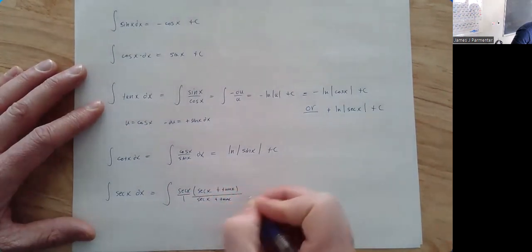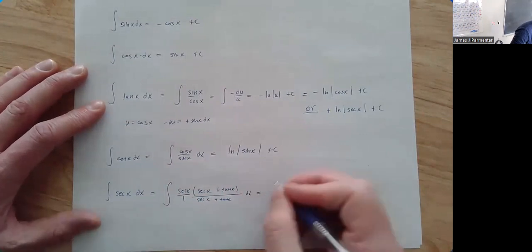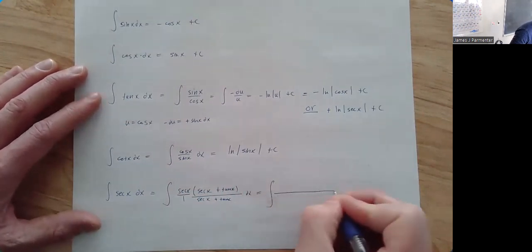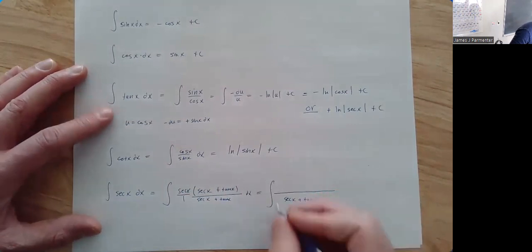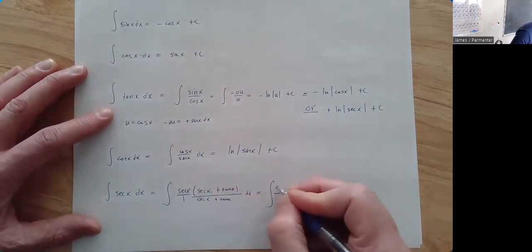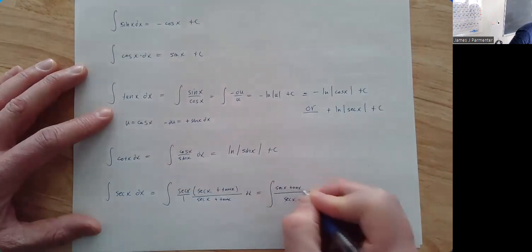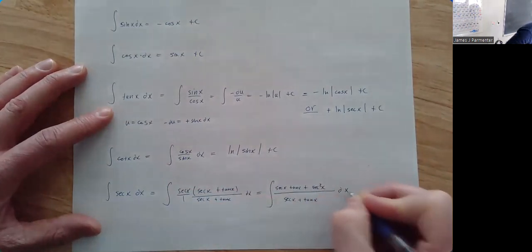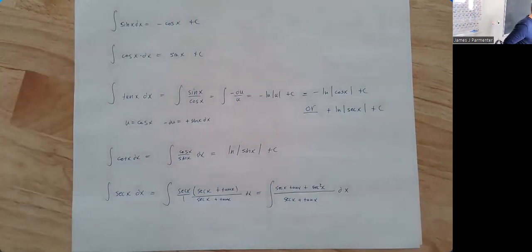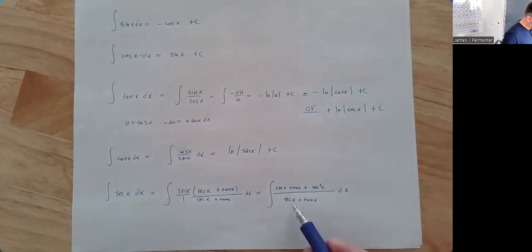And I'm going to write this out in a very specific way to make it really, really obvious what's happening here. I'm going to write the bottom as secant x plus tangent x, and the top as secant times tangent plus secant times secant, or secant squared. And what do you notice about the top in relation to the bottom? What's the derivative of secant?